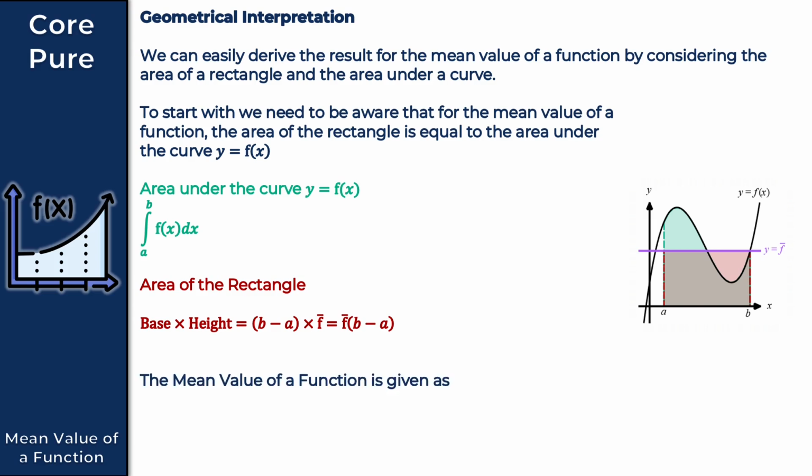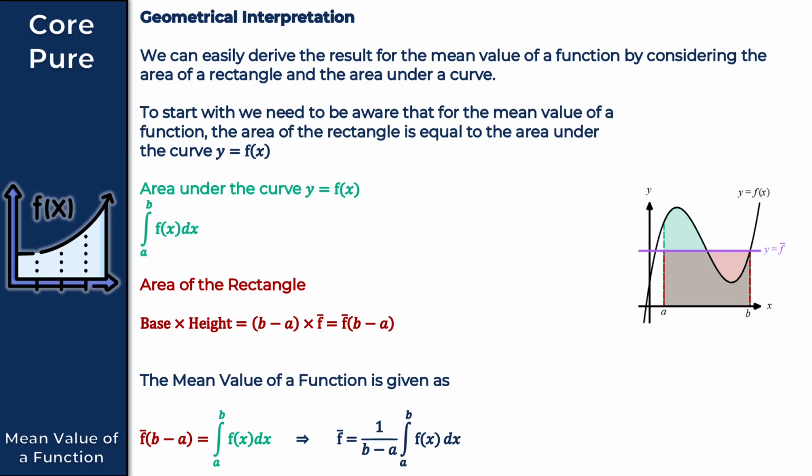And in that case then, the mean value of a function is given as follows. Because we've just already mentioned then that the area under the curve is equal to the area of the rectangle, what we do here then is we equate these two results. So we obtain f bar times b minus a is equal to the integral of f of x with respect to x from a to b. And in that case then, if we just want f bar here, the mean value of a function, all we need to do here then is just divide through by b minus a. And in that case then, f bar is equal to 1 all over b minus a times the integral of f of x with respect to x from a to b. So there we have it.